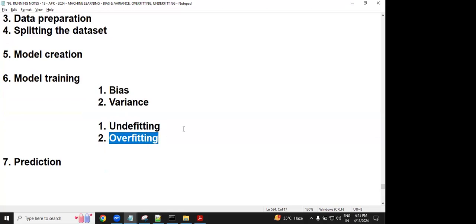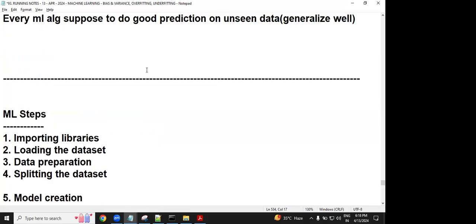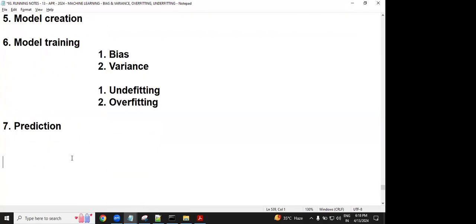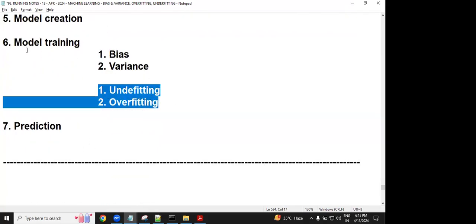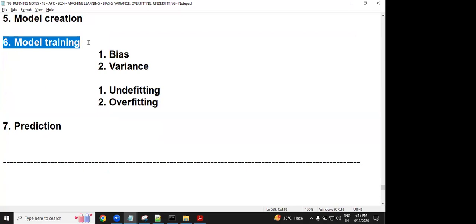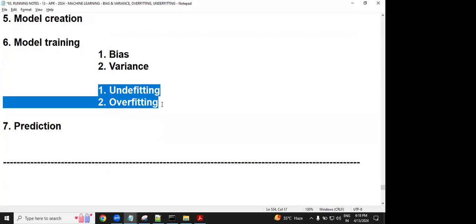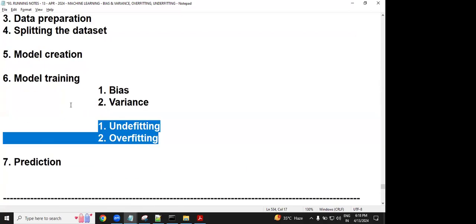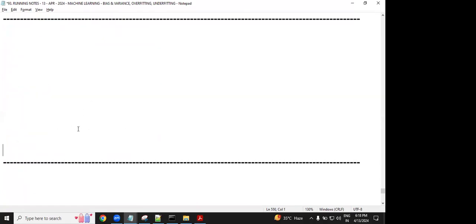First of all, let me explain what you mean by underfitting and overfitting. Then you will understand why it may face them. Are you ready? Good. Let me explain. These two topics belong to during training. You should know which step I'm explaining out of all these steps.